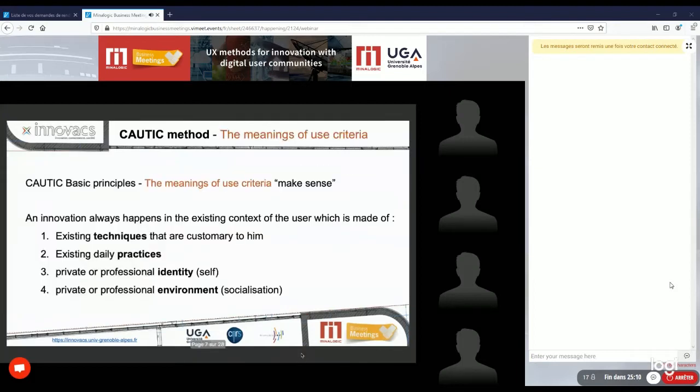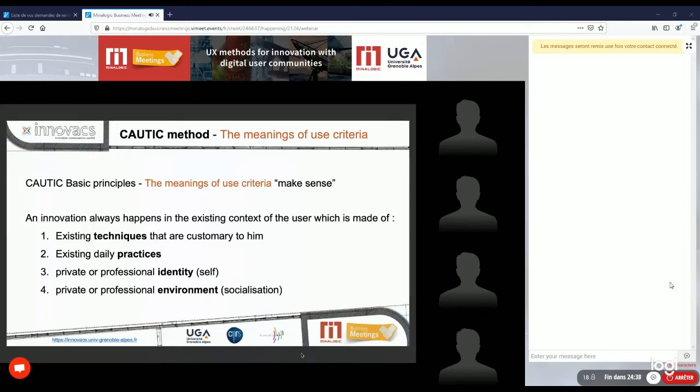So first, I will present in a bit more detail these main principles, so you understand better how the CAUTIC method works. Here is a description of the first basic principle, which is called the meanings of use criteria. The main goal of the CAUTIC method is to understand whether the innovation makes sense for the user. So we have to learn from sociology what making sense means for the user, and to establish some criteria to evaluate this sense making.